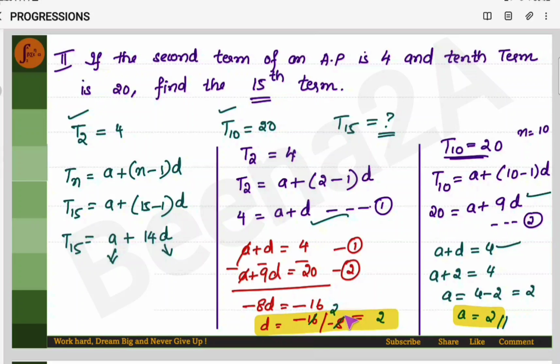Now we'll substitute a and d in this, right? A is 2, plus 14 into d, which is 2. So we'll get 2 plus 28, which is 30. So the 15th term is 30.